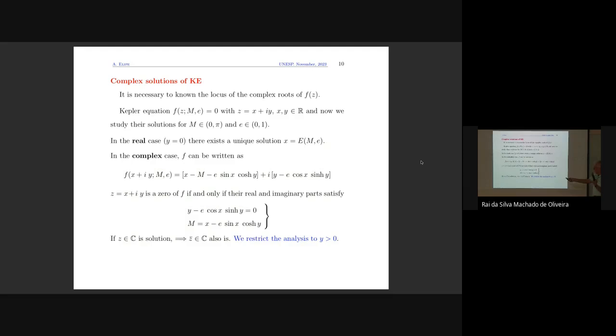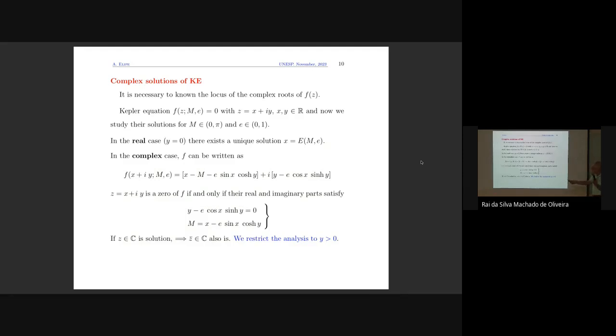So if this is equal to 0, the f at this point is equal to 0, that means that this must be equal to 0, so the real part must be 0, and the complex part will be equal to 0. This is the way to obtain a zero of the function. And also we can see that if a number is a solution, the conjugate also is a solution. So we restrict to the semi-plane y greater than 0, because with negative we have the same result.